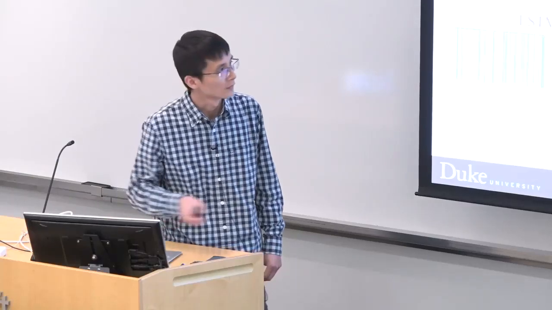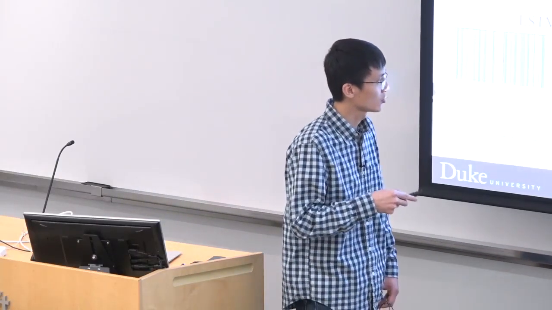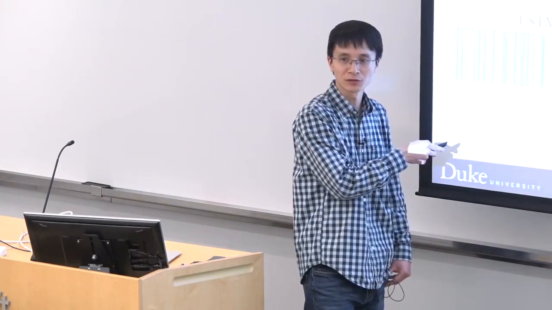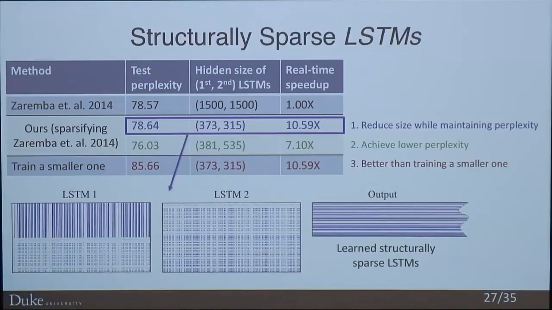What's the exact meaning of those pictures in the last slide? That means the structure, the pattern we learned. So white regions are zeros, and the blue dots are non-zeros. What's the meaning of LSTM1, LSTM2? You learned two models? Those are two layers. Okay. Layer 1, layer 2.